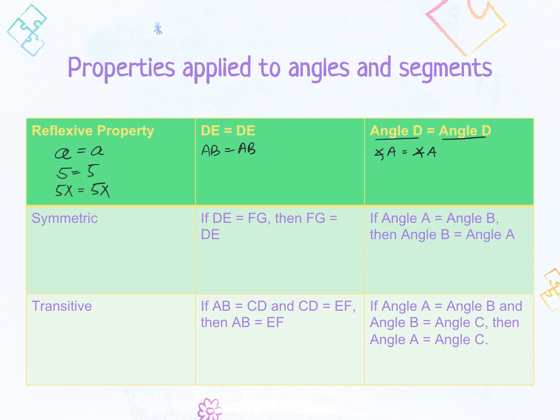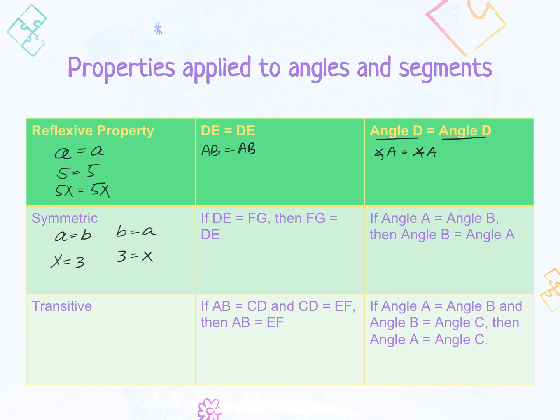When it comes to the symmetric property, remember that we switch things around. So in other words, if we have A equals B, then it becomes B equals A. Or if I say x is 3, that's the same as 3 equals x. And so we're just switching the sides, kind of like mirroring it in a way.